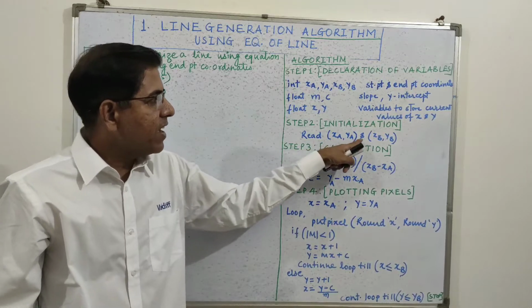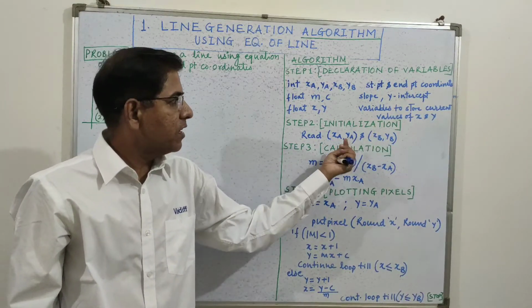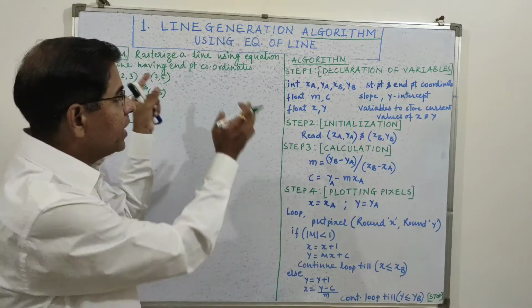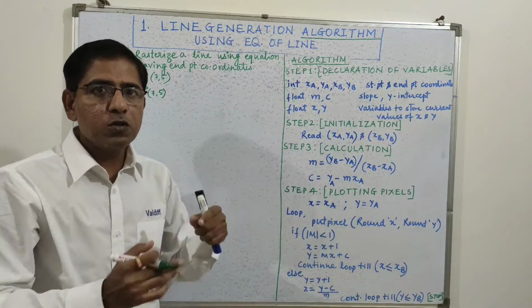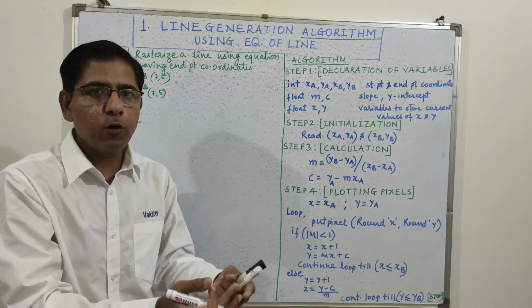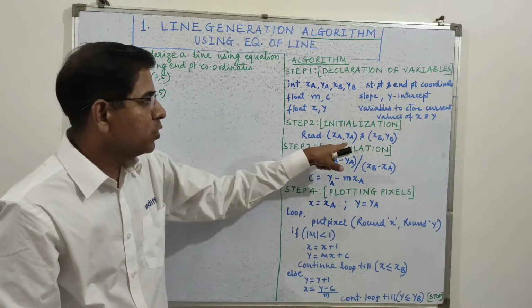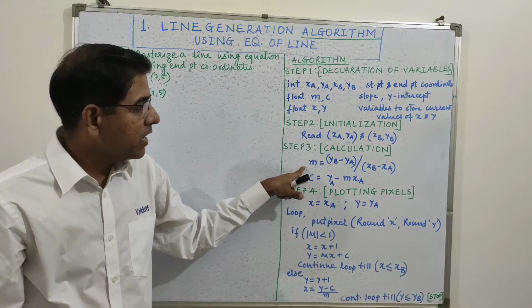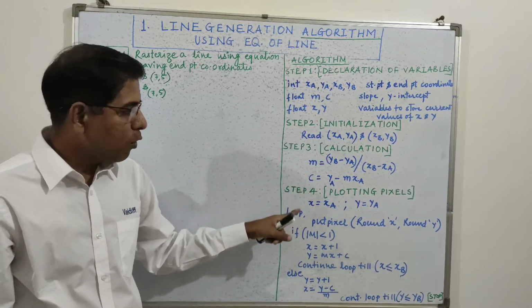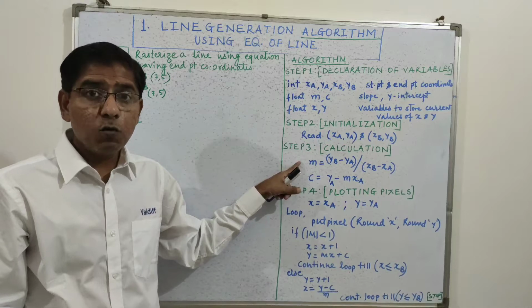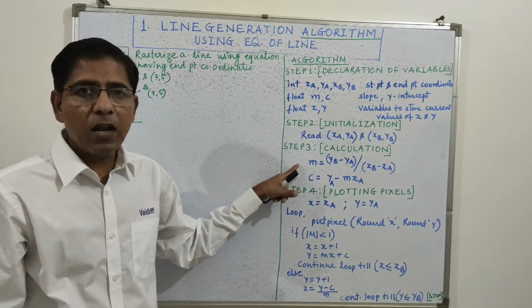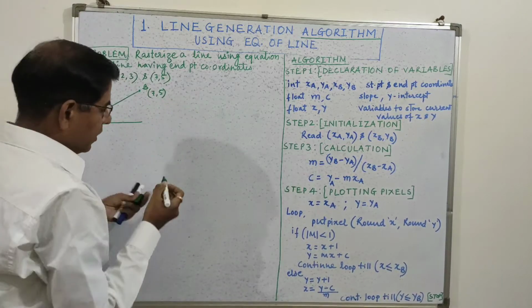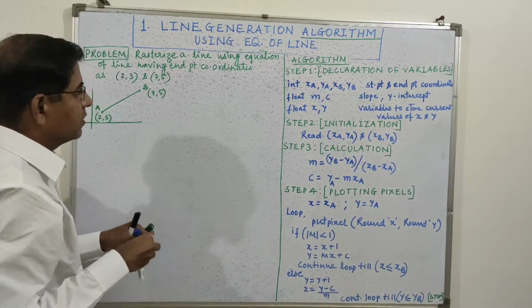So read XA, YA, XB, YB. That means the values of start point and end point coordinates have already been obtained from the problem, because the user will give the start point and end point coordinates to draw a line. So this step is completed. Now the third step is the calculation part. Before plotting pixels we have to keep ready the values of slope and y-intercept. So we calculate the value of slope and y-intercept.